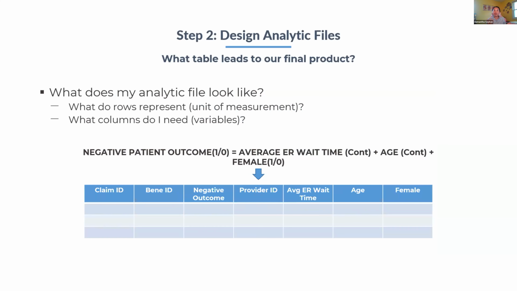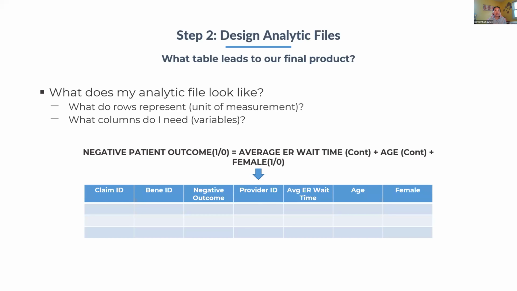So what does my analytic file look like? So what table will lead to our final product, or in this case, our regression model? So things we want to think about is, what do our rows represent? Our unit of measurement. Will it be claims? Will it be beneficiaries? Will it be hospitals? Things like that. And then what columns do I need? So what variables do you need from the data in order to actually fill your final product?